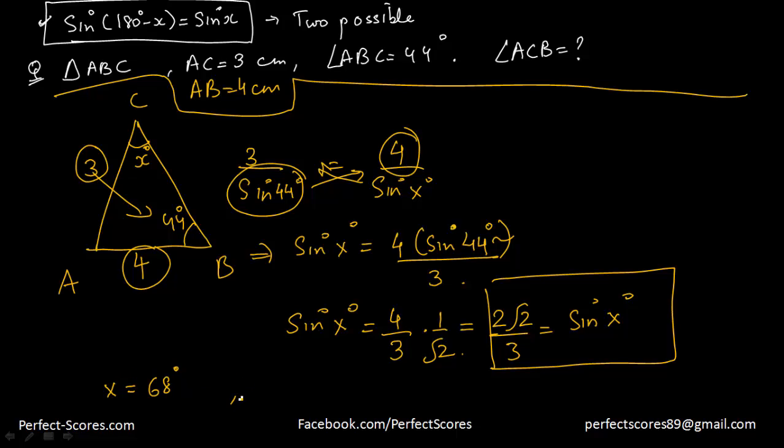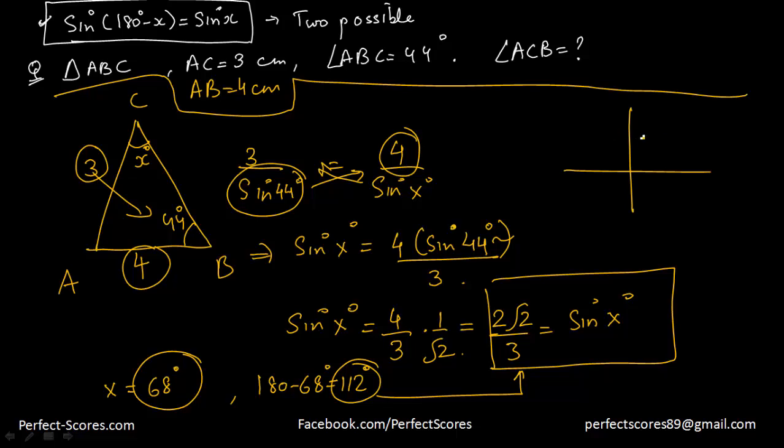However, there is another possible value of x, which is 180 minus 68 degrees, equal to 112 degrees. For both of these values, sine x is equal to this, because sine is positive in the first and second quadrants. So if sine x is equal to this, there are two values of x giving exactly the same value. That means when the question asks you for the angle, you will get two different values. That's what the question is all about.